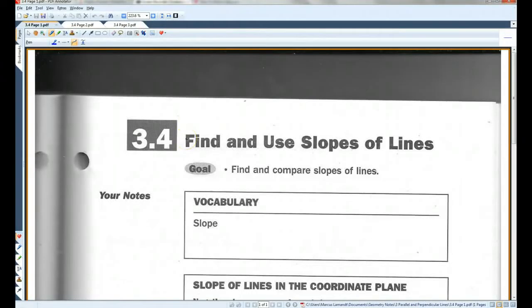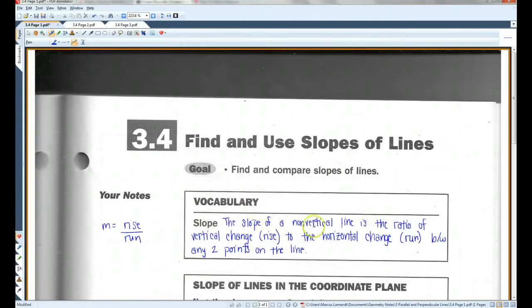Okay, 3.4, find and use slopes of lines. Most of you guys kind of already know what slope is. Hopefully you remember this from Algebra 1. The slope of a non-vertical line is the ratio of the vertical change, or rise, to the horizontal change, or run, between any 2 points on the line. More commonly, slope is usually denoted by the letter m, and m equals rise over run. Hopefully you also remember that if you have a vertical line, there's no slope, or an undefined slope.